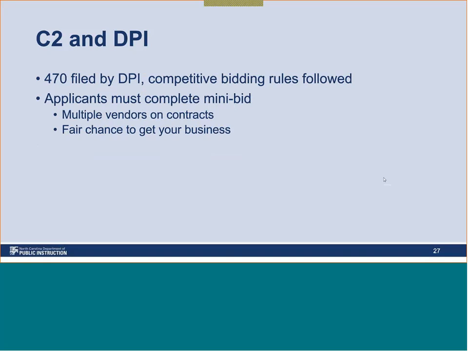And then you, as an applicant, will complete the mini bid process. And DPI has gone through and done all the awesome legwork to have multiple vendors on the contracts, and they all have a fair chance to get your business. And so you basically follow through with doing the same thing that we did from a mini standpoint in the mini bid.